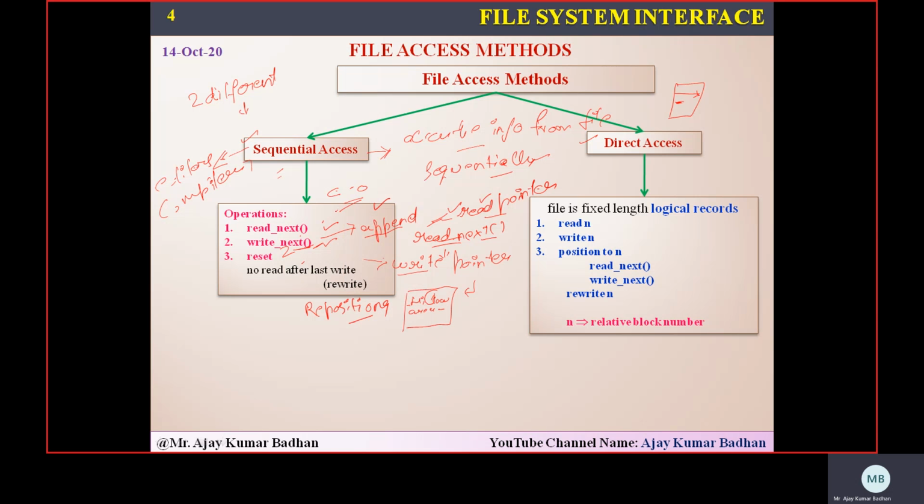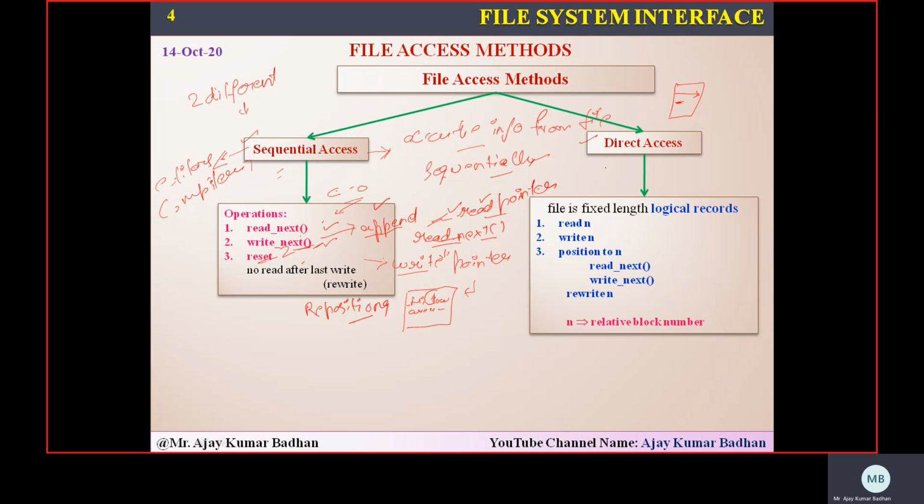So we'll make it as 0. So it will come to the beginning from the beginning. That is what we have a method. We have a method here called reset. It will reset the particular read and write pointers to the beginning, and from there we can start performing the operations whatever we wanted to do. So that is related to your sequential access.